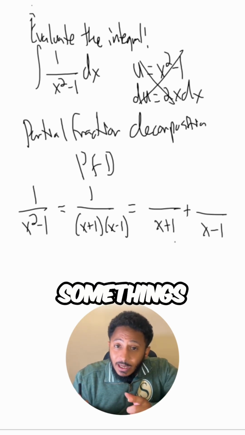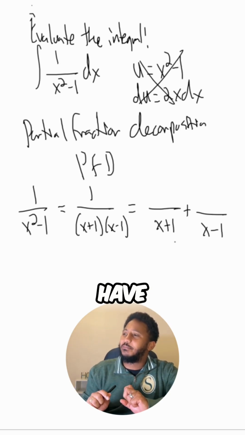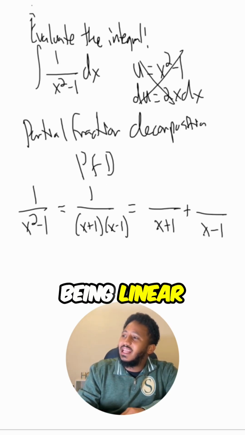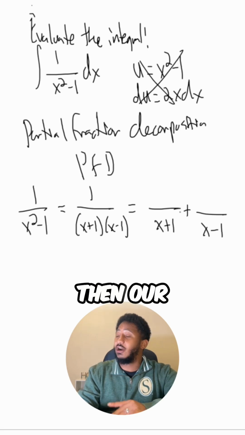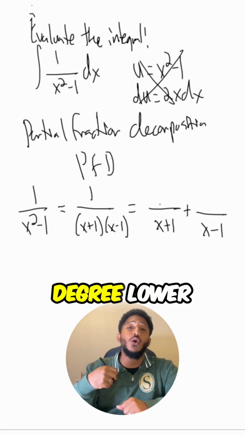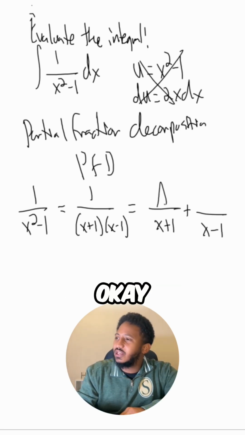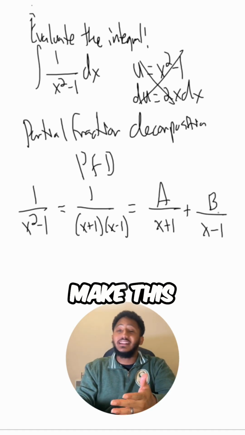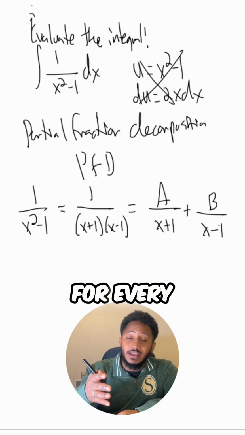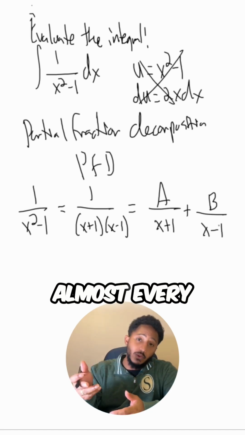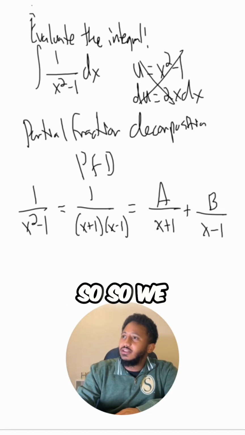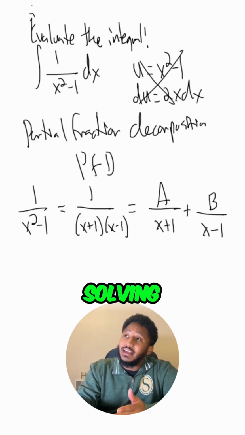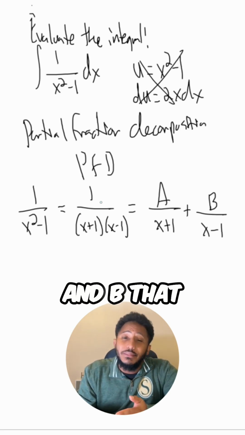And now the somethings are pretty critical here. When both of our denominators are linear, then our numerators must be 1 degree lower than that. So in other words, constants. Okay, so here A and B. And now our goal is to find the A and B that make this true for every possible x, or for almost every x, okay? So we need to solve for A and B. This is really solving a system of equations, okay?